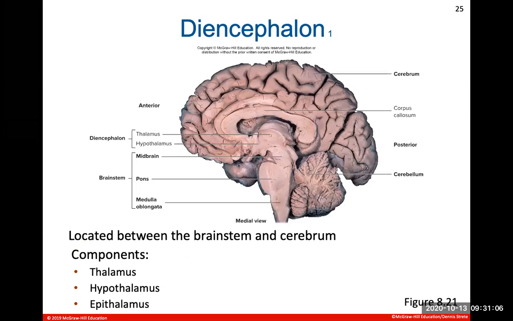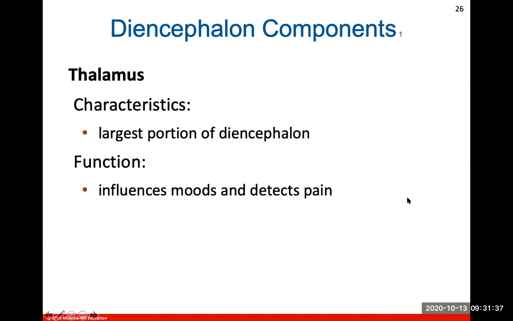The diencephalon is located between the brainstem and the cerebrum. And the cerebrum is this part of the brain up here, all of these brain folds. The diencephalon is composed of your thalamus, the hypothalamus, and the epithalamus. You can see the thalamus is located dead center in the brain, and the hypothalamus is located right below it. The epithalamus isn't shown on this picture, but it's located right here behind the thalamus. The thalamus is the largest part of the diencephalon. It influences mood and detects pain.